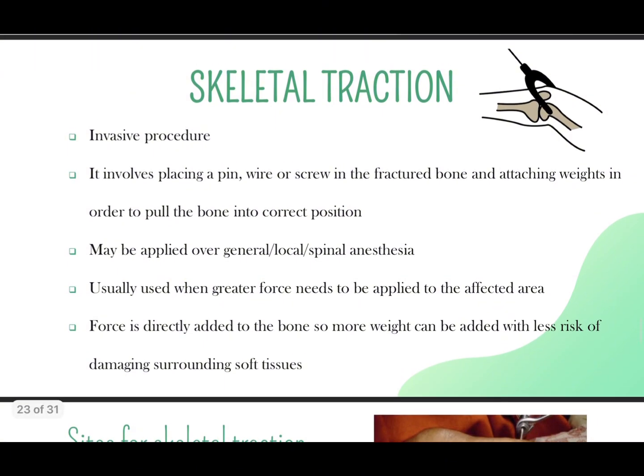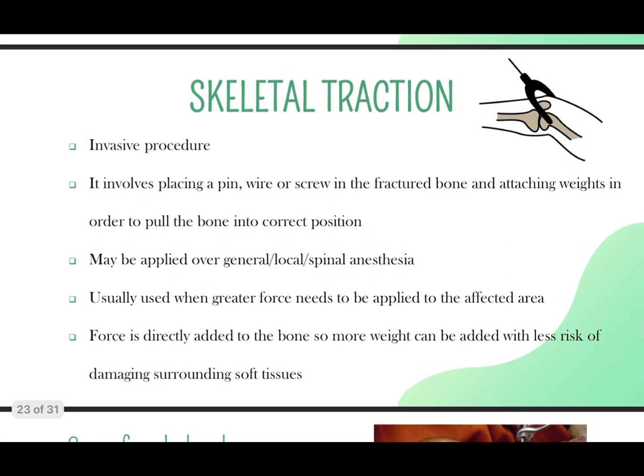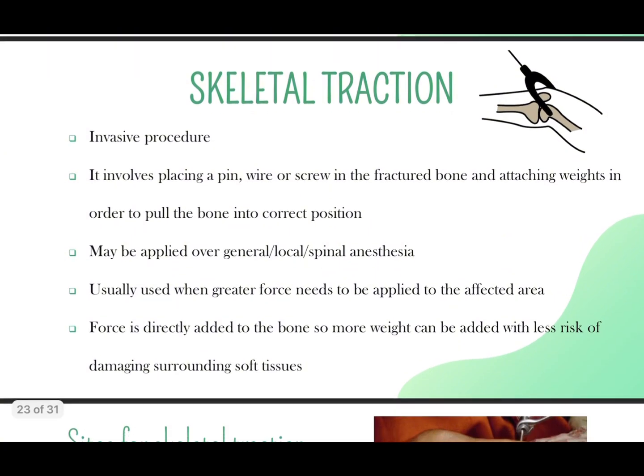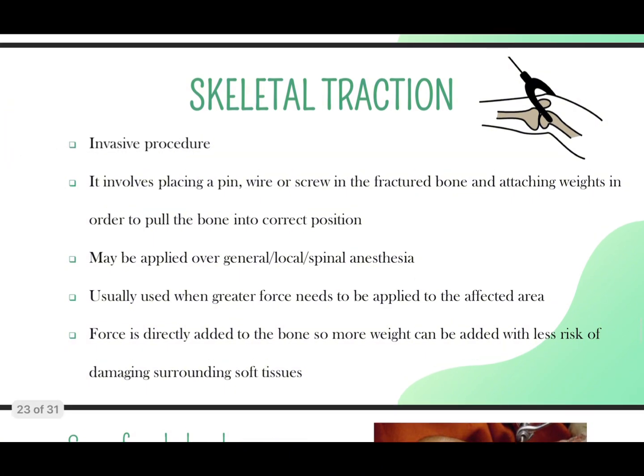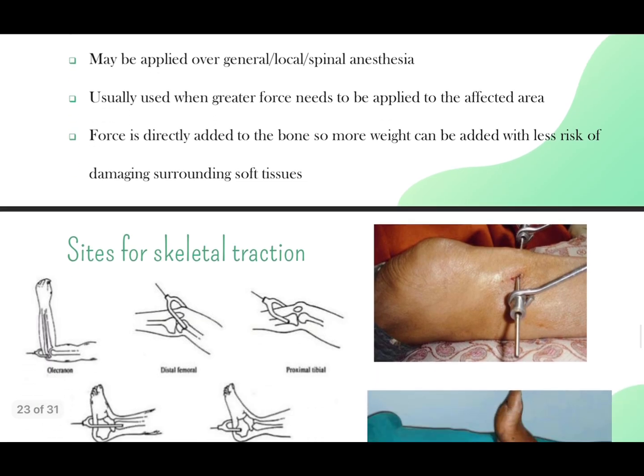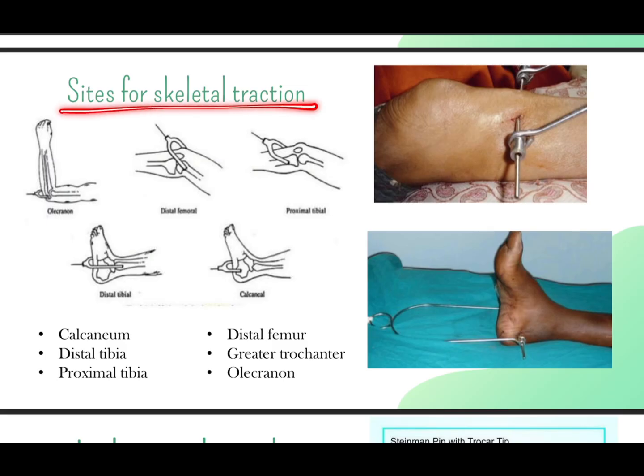So skeletal traction may be applied over general anesthesia, local anesthesia, or spinal anesthesia. Generally it's done under local anesthesia, but any type of anesthesia can be used. It is usually used only when greater force needs to be applied to the affected area. But if it is only required for immobilization purposes, then skin traction is okay. The force is directly added to the bone, so more weight can be added with less risk of damaging the surrounding soft tissues. Now let's talk about different sites for skeletal traction.